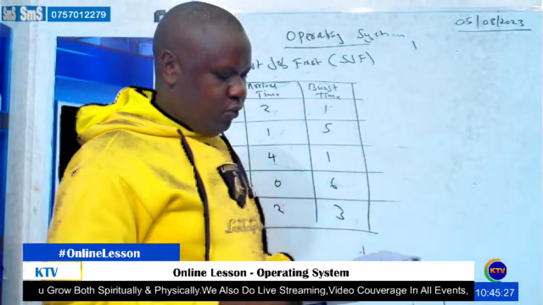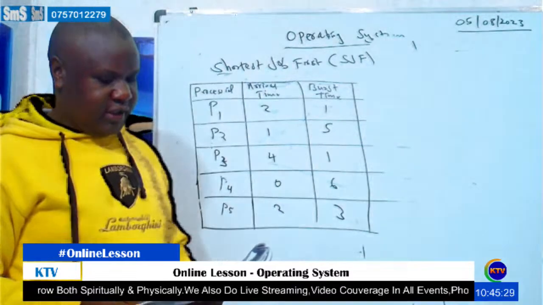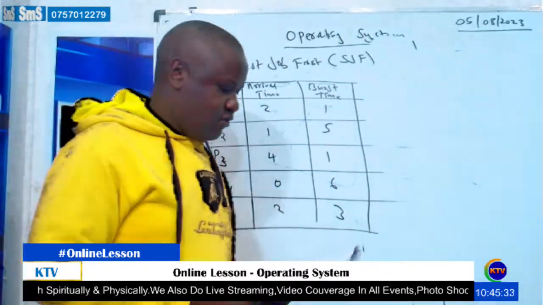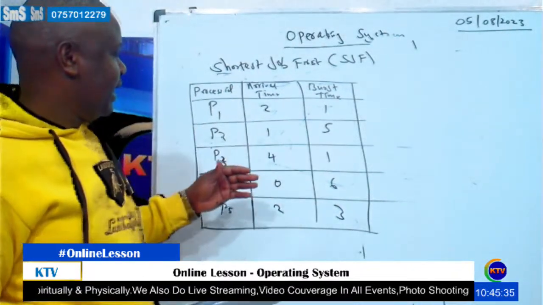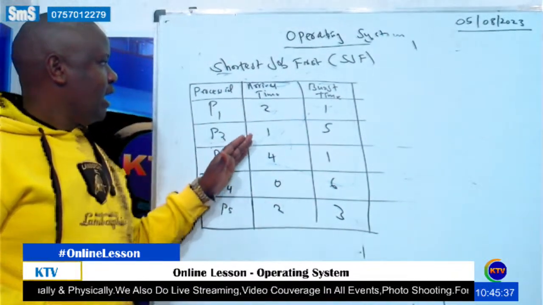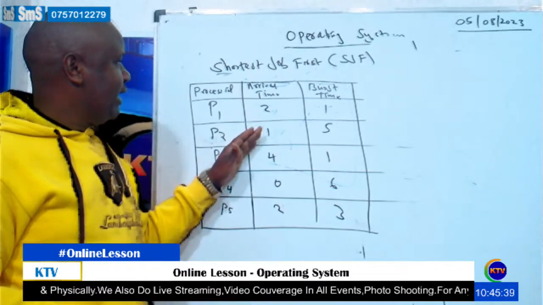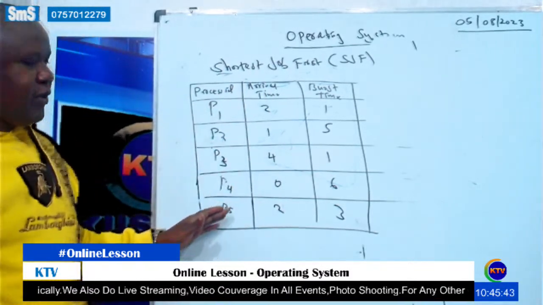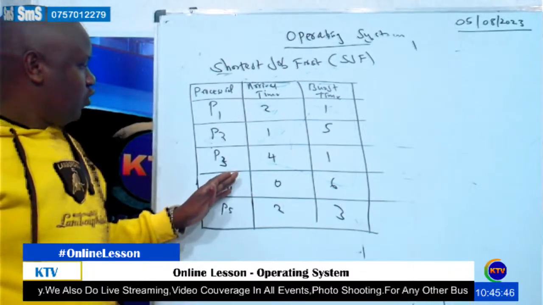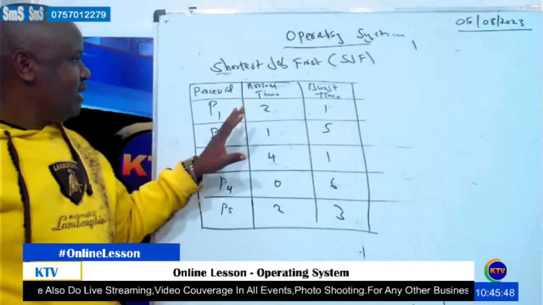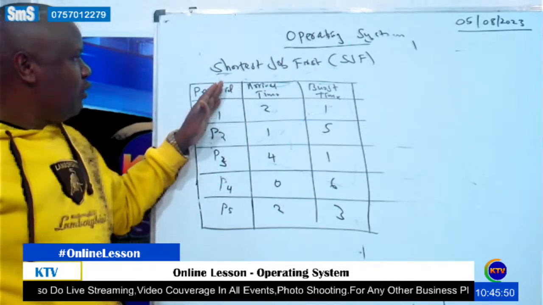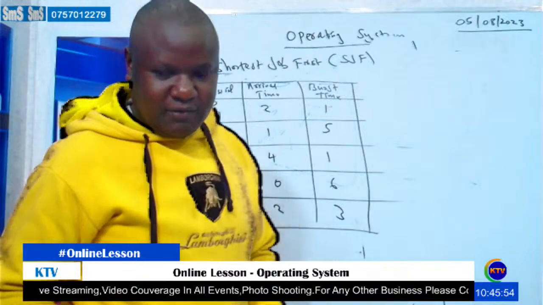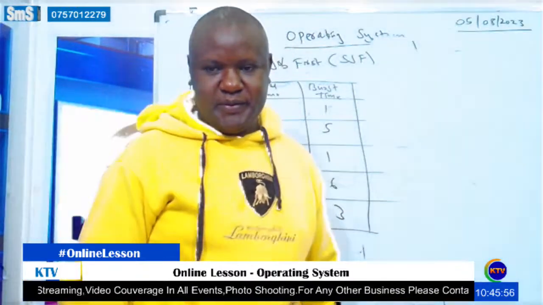So before we proceed to this, we take a short commercial break. And then when we come back, we look at how we calculate and get the shortest job first for these processes. We have 5 processes, so we'll be able to understand how this algorithm works. We are coming shortly after a short break.